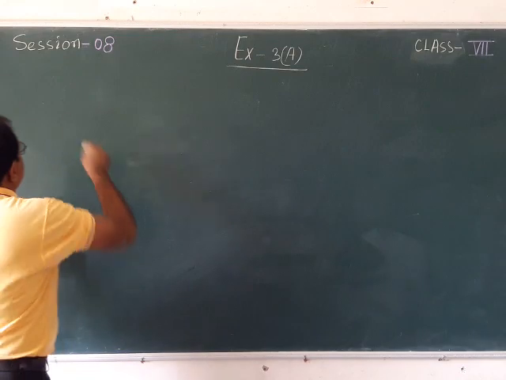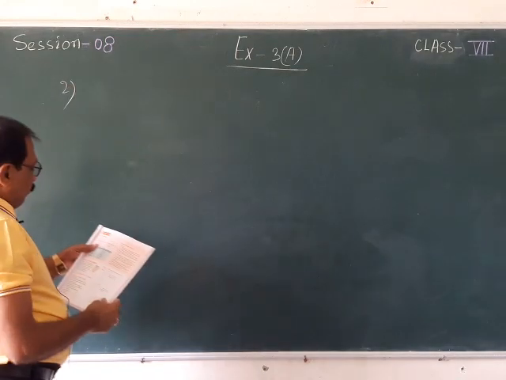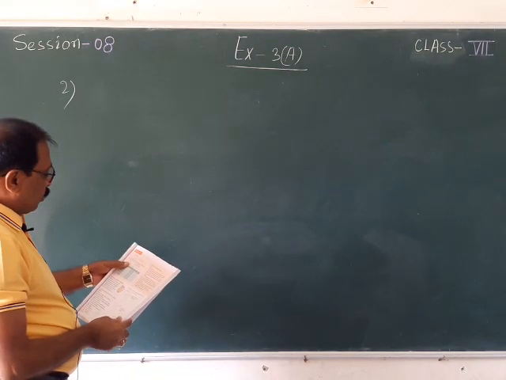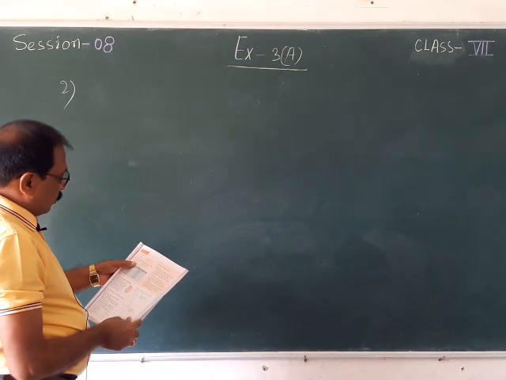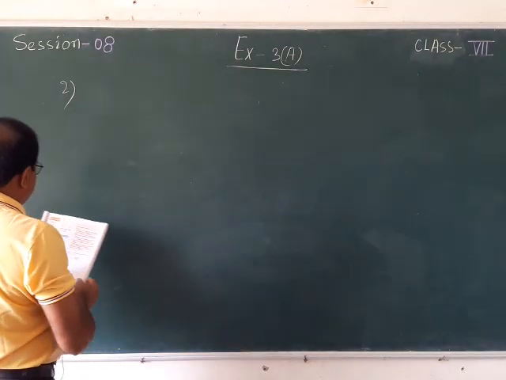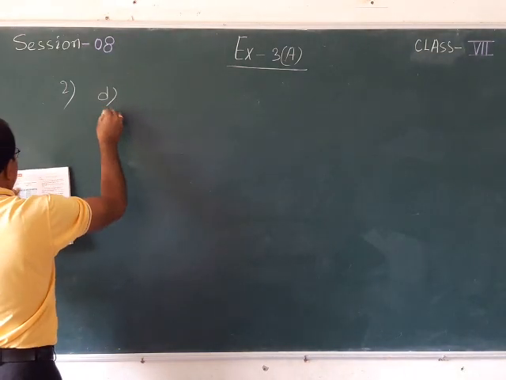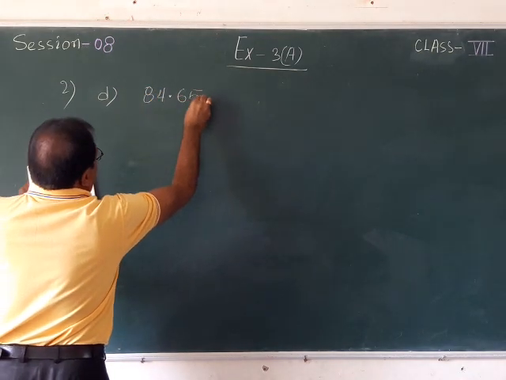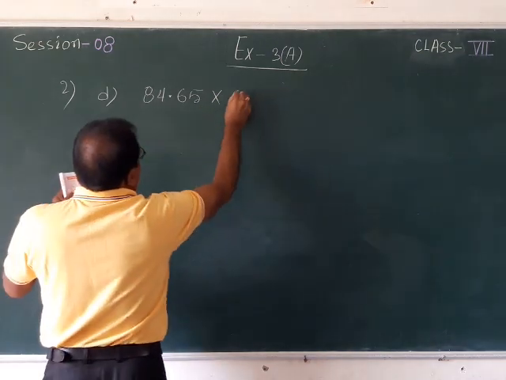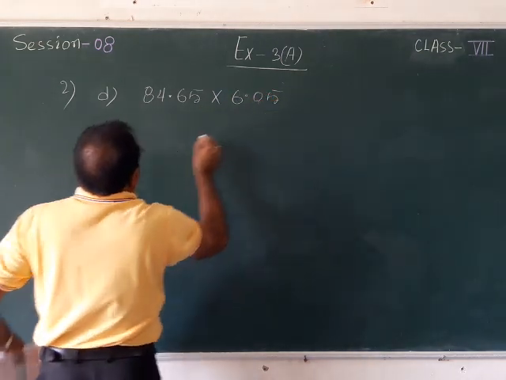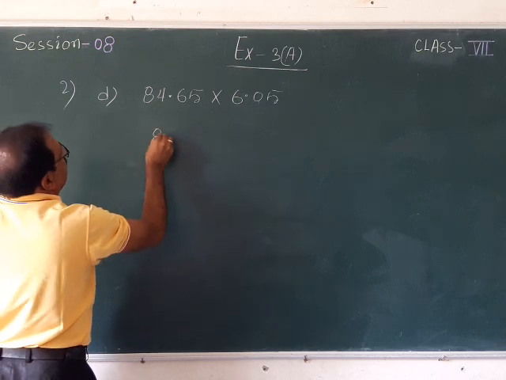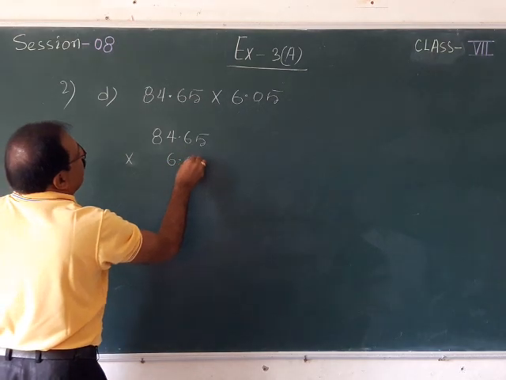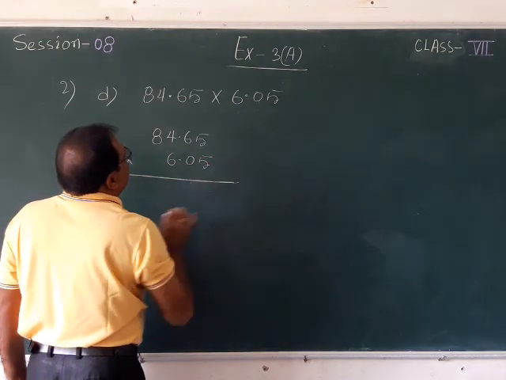In question number 2 it is written: find the product of the following decimal numbers. So you want to find the product, which means you are going to multiply. Which question am I going to take this time? I am going to take part D. It is 84.65 multiplied by 6.05. So you write the number 84.65 here and multiply it by 6.05. Just multiply normally.